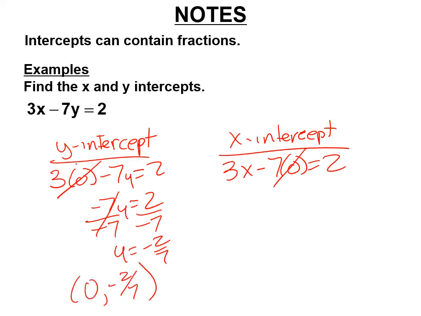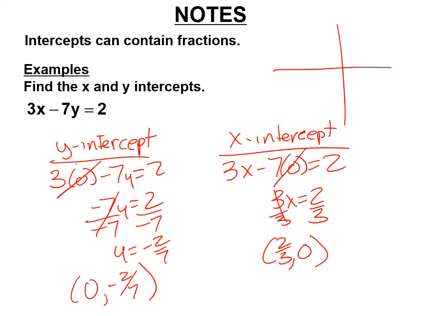We don't do that a lot because it's hard to graph, but there's an infinite amount of different y-intercepts, and most of them have fractions or decimals in them. All right, so this is 3x equals 2. Divide both sides by 3. X equals 2/3. That means the x-intercept is (2/3, 0).